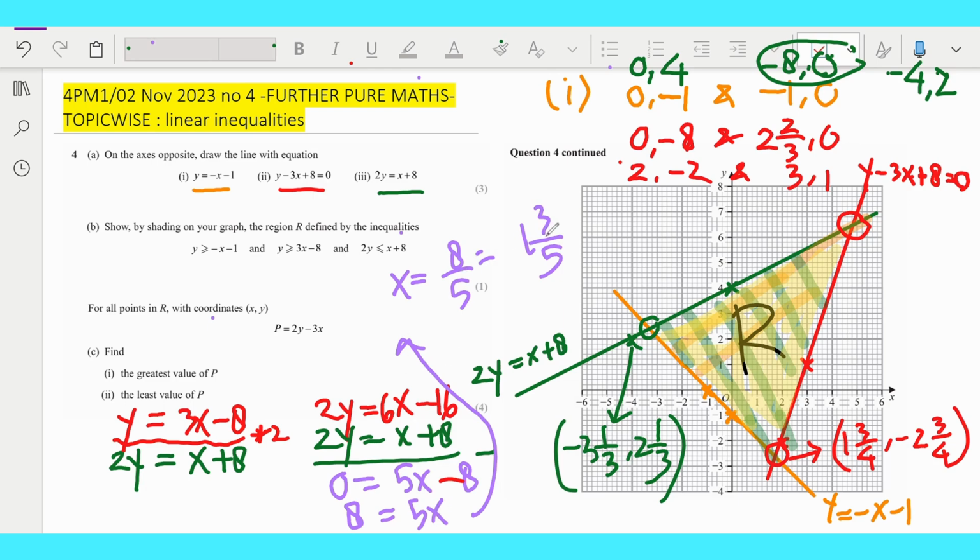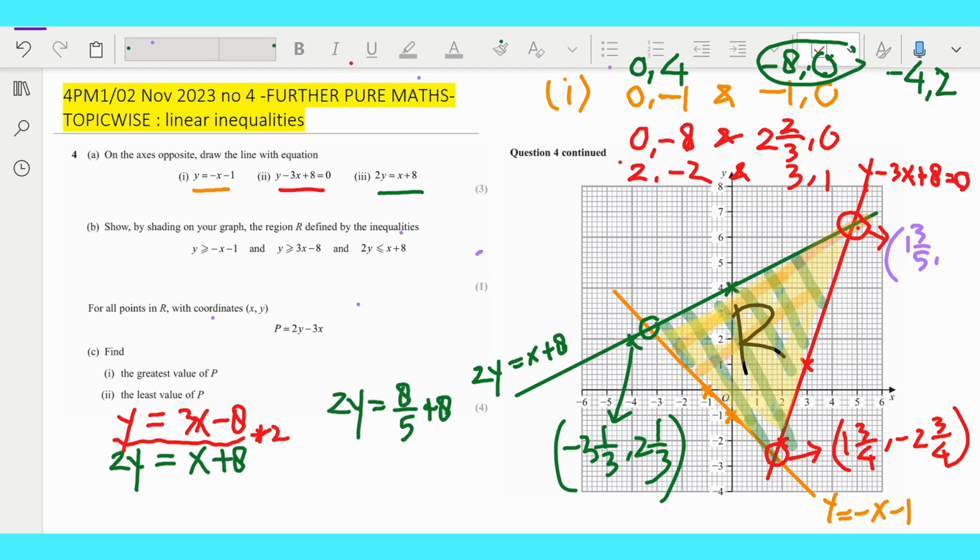equals to 1/3. So guys, now we have to find the y part of this intersection. So x is 1/3 or 8 over 5. Plug into any of the equations, either the red equation or the green equation. It is easier to plug into this part because x is alone, so a smaller number. So I substitute the x part, 1/3 or 8/5, into the green equation.